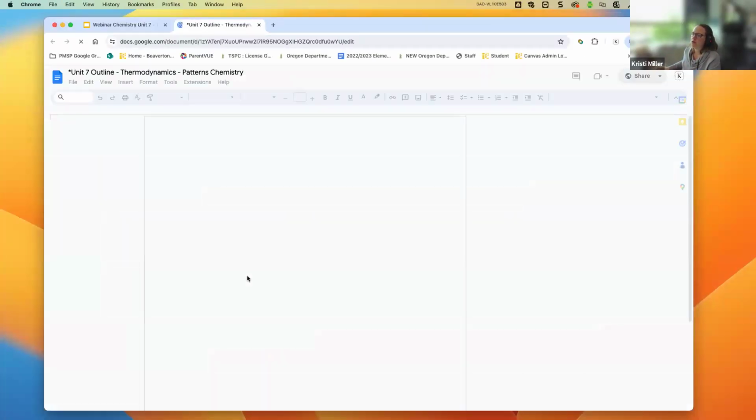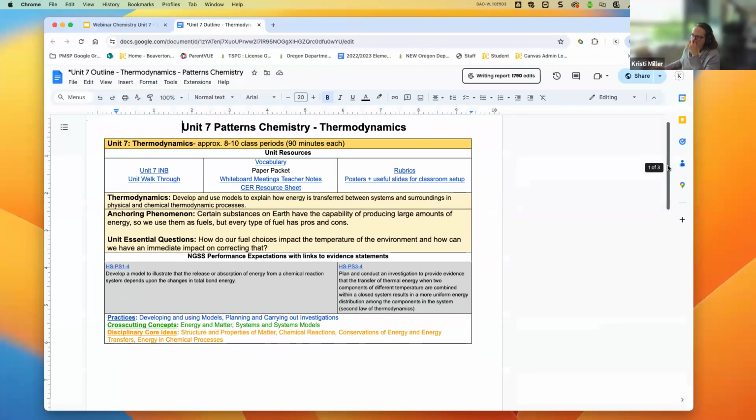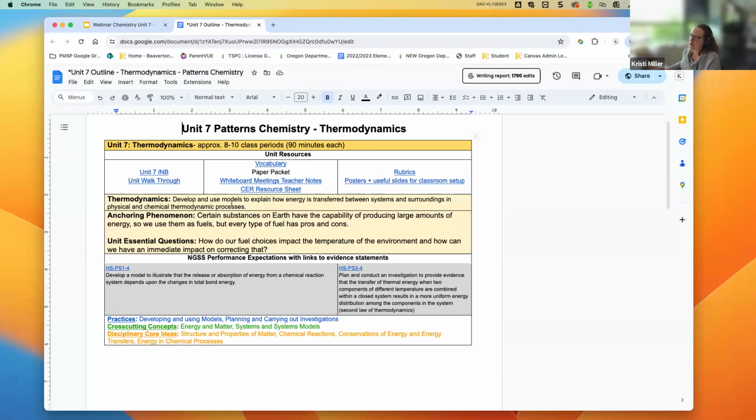So here's the in-person unit planner. Probably you are not new to patterns, but if you are, all of our unit plans are really similar. We have our resources at the top, including our walkthrough of the unit. We're going to look at that in a second. The vocab that we're going to be talking about in this unit, how to do a whiteboard meeting, and what are some resources for asking students to do CERs. Here are the rubrics for this unit and other useful posters and things that you may need, all linked here, including the essential question for the entire unit and which NGSS standards are connected to this work.